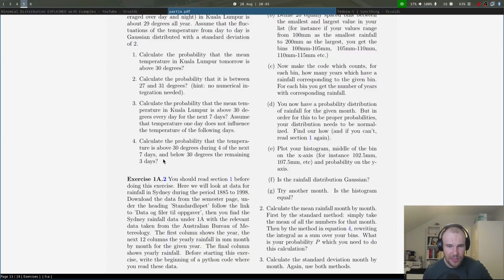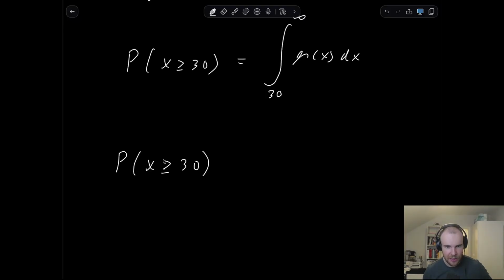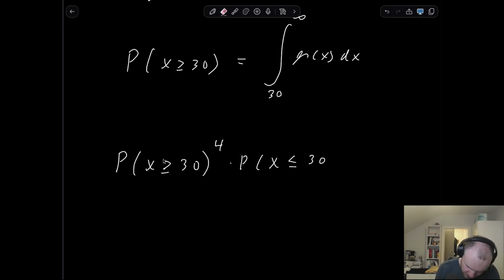We need that 4 of the next 7 days, so we need that to the power of 4. Then this needs to be multiplied by the probability that x is less than 30. Of course it's not equal, so we could just use this. We already have that, and of course 3. You can write the integral normally, but to be a little clearer, I can do it like this.